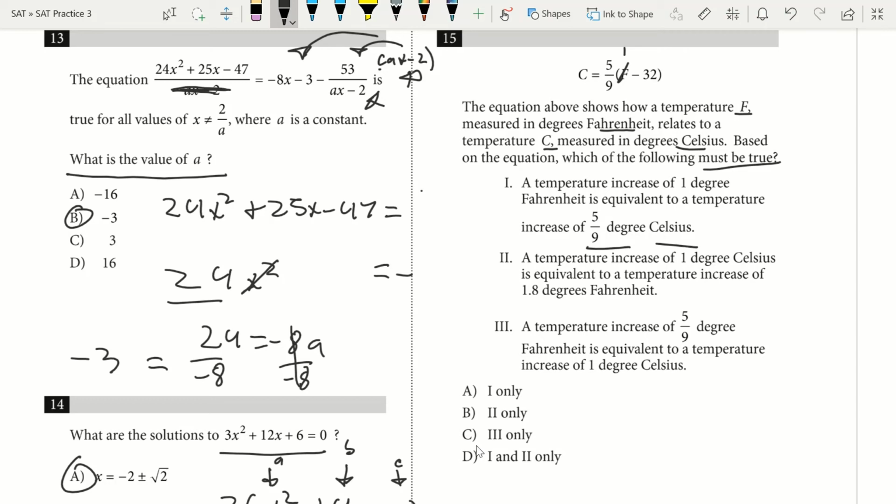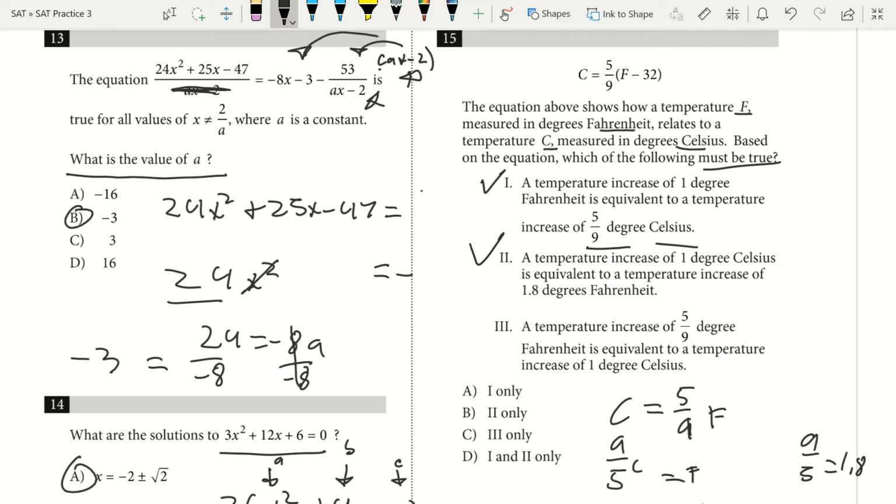Well, we can see that 5/9 gets multiplied by F, so an increase of 1 in F increases C by 5/9. Therefore, 1 is true. Part 2. A temperature increase of 1 degree Celsius is equivalent to a temperature increase of 1.8 degrees Fahrenheit. See, I can do this really quick, and you should be able to memorize this to move very quickly. If we see that C equals 5/9 F, we know F will equal 9/5 C, right? It just flips. So we know 9/5 equals 1.8.